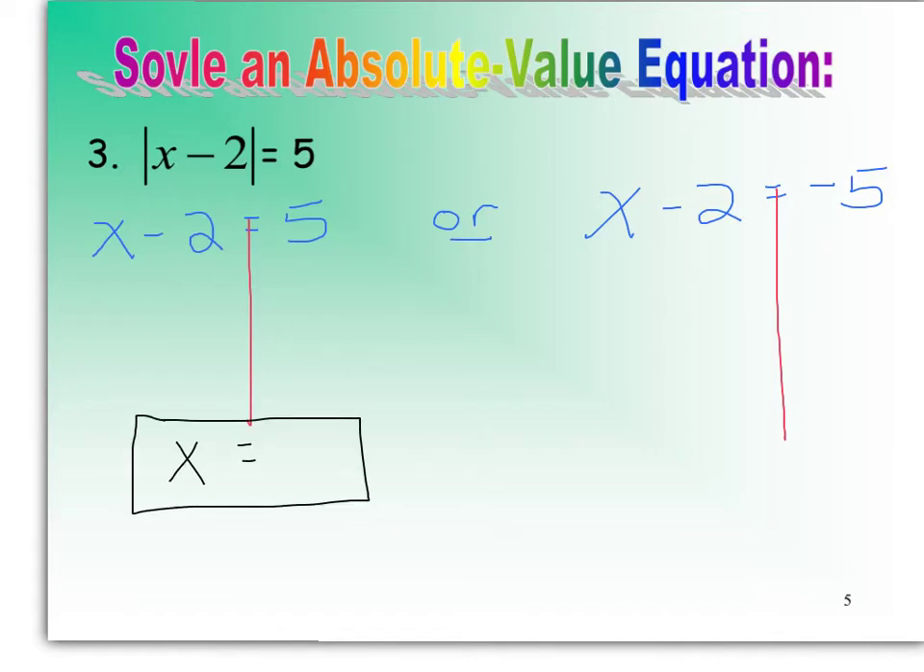So x minus 2 equals 5. We add the opposite. These cancel out, so 5 plus 2, one possible solution is 7.